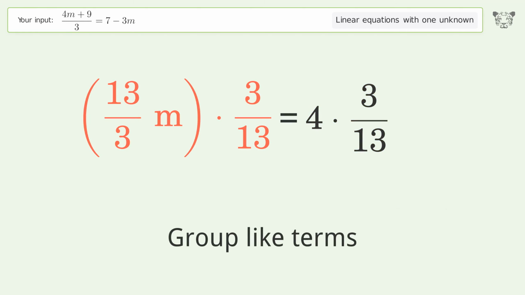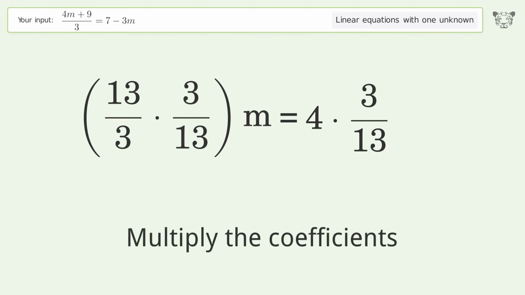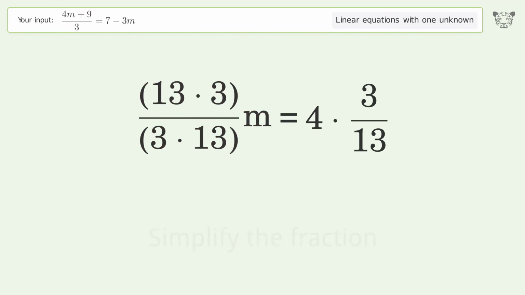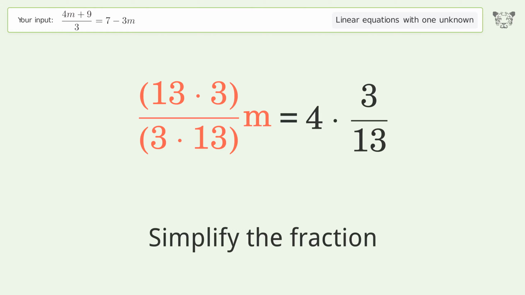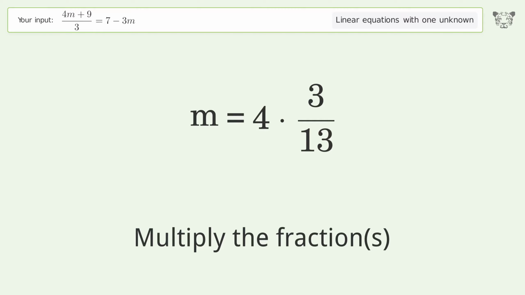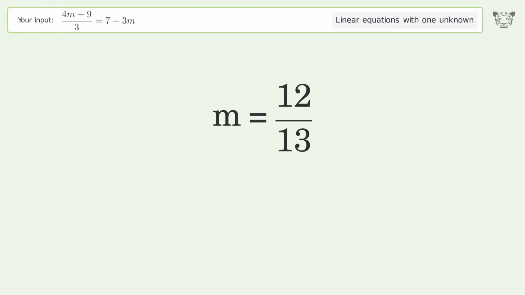Group like terms. Multiply the coefficients. Simplify the fraction. Multiply the fractions. Simplify the arithmetic. And so the final result is m equals 12/13.